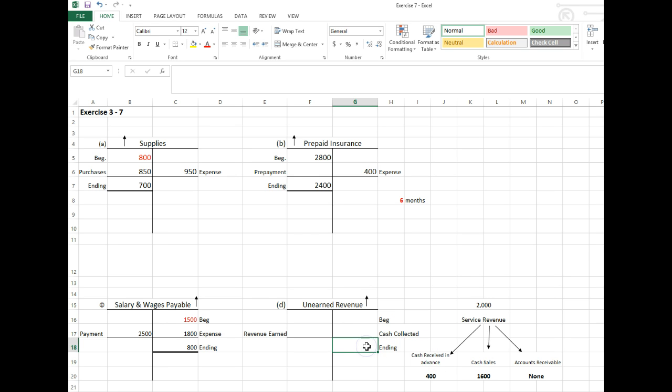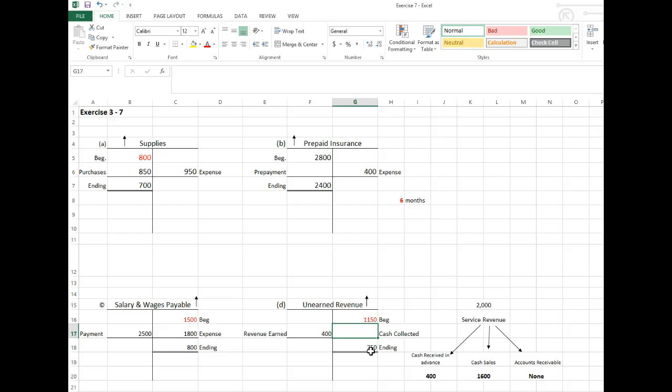The other thing the narrative tells us is that there was $750 in our ending unearned revenue account. So we can figure out that if that's the ending, and then we earned $400 out of the unearned revenue account during the year, then the beginning balance must have been, drumroll, $1,150. And we're assuming there was no cash collected for this unearned revenue account. So $1,150 minus 400 gives us the ending $750.